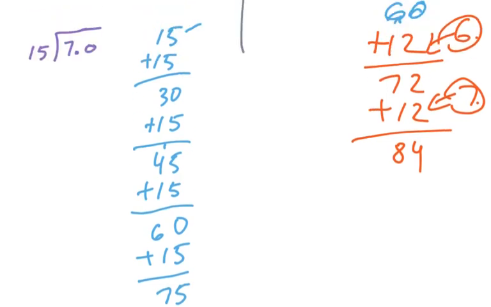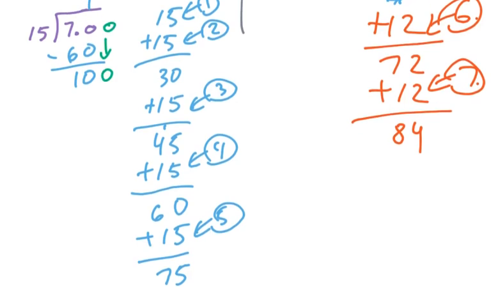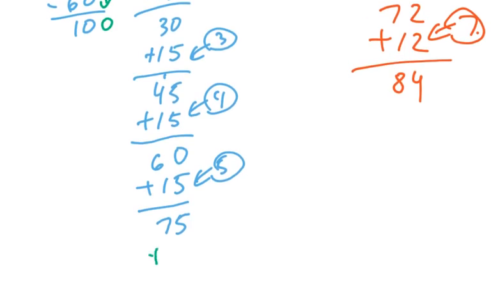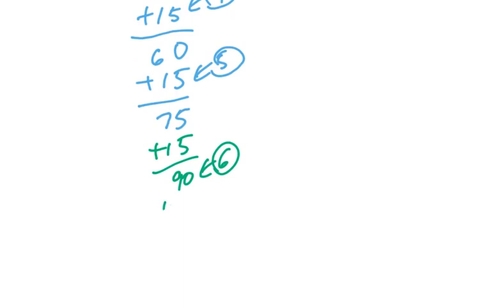So how many 15s do we take? 1, 2, 3, 4, and we go bust at 5. So it takes 4. This brings me down to 60. 10, add another 0. How many times does 15 go into 100? We don't know, so we're going to add another one. This is 6. Add another 15.